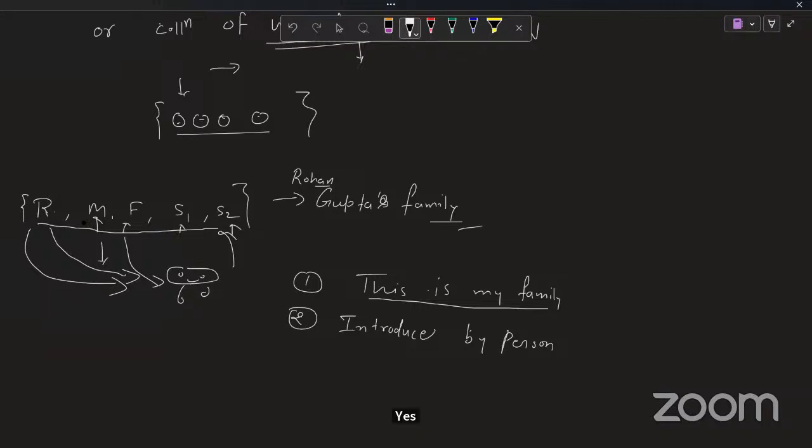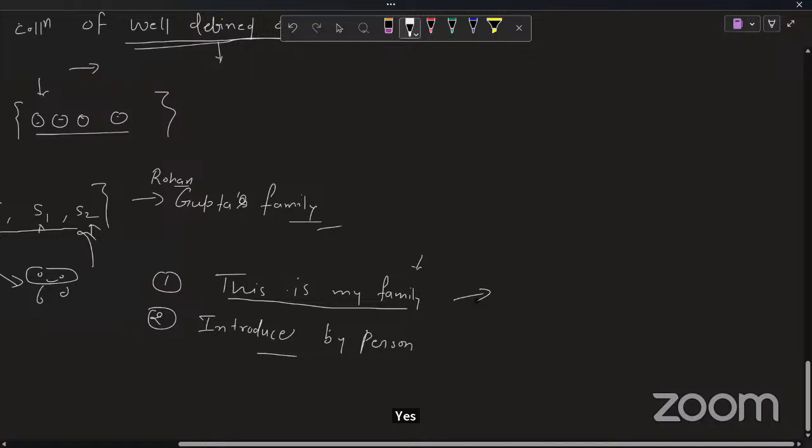So we have two ways. The first one is either we will introduce by some rule, or we will introduce by person. So this form where we discuss the rule is known as comprehension form.